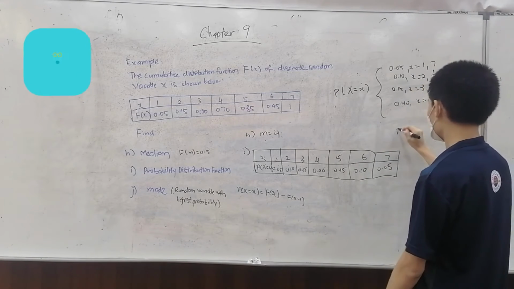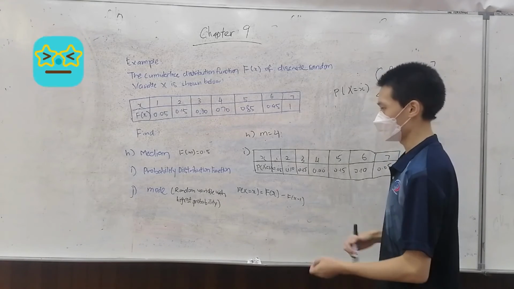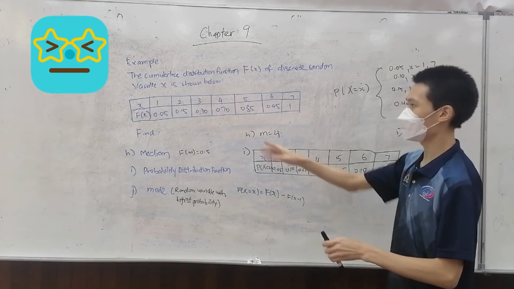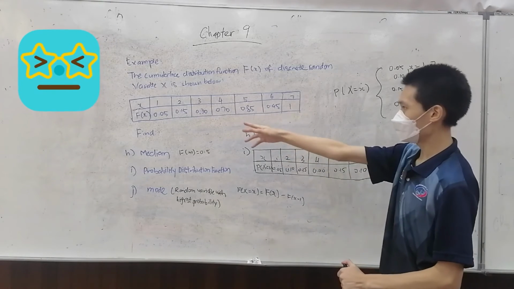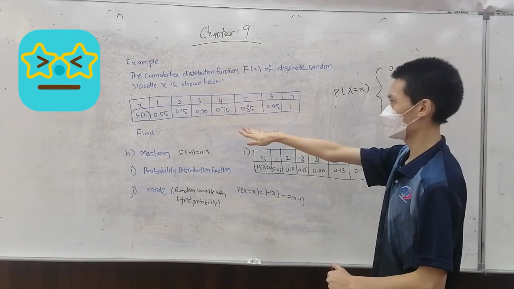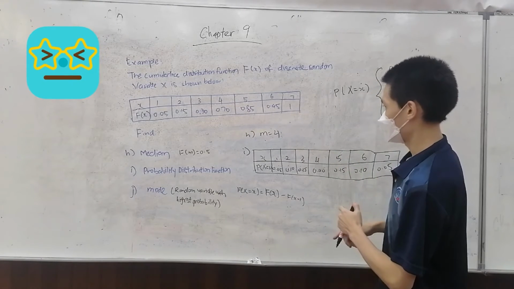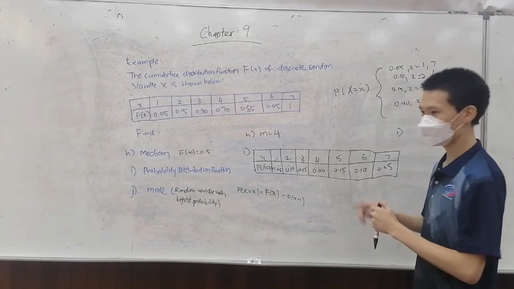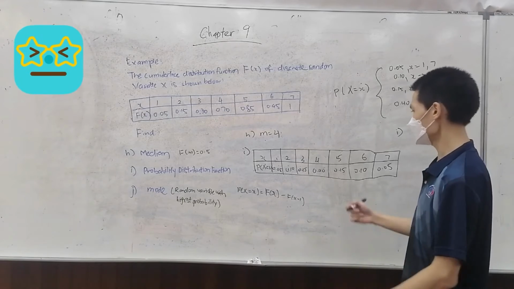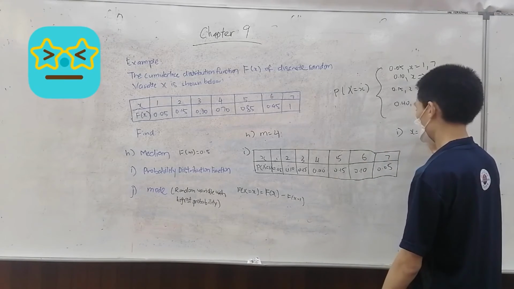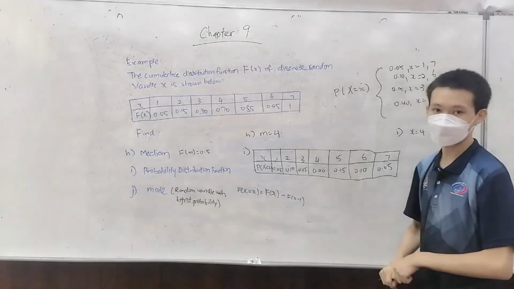And the last one, you want to find the mode. So mode in this chapter means the random variable, which is the value of small x, which has the highest probability. So I can refer to the probability distribution function, which has the highest p-value. So definitely the answer is x equals to 4 because it has the highest value of p, which is 0.4.